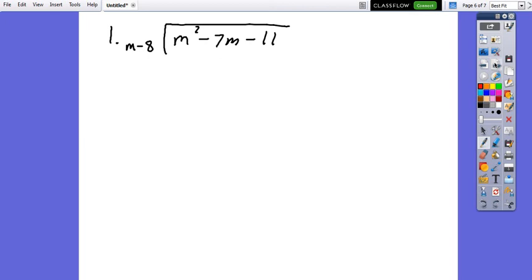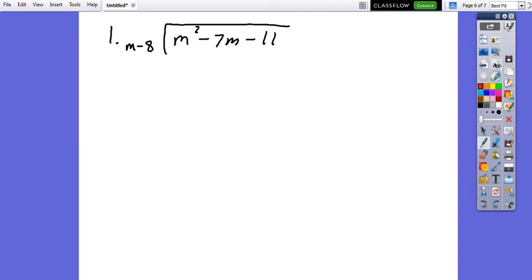What we've got here is a worksheet. The left side of this worksheet we're going to do by long division. The right side we're going to do by synthetic division. We're not going to do every problem, because a couple of them we're going to do together, a couple of them we're going to skip. I'll show you which ones you're going to do in just a minute. So here we've got m squared minus 7m minus 11 divided by m minus 8.